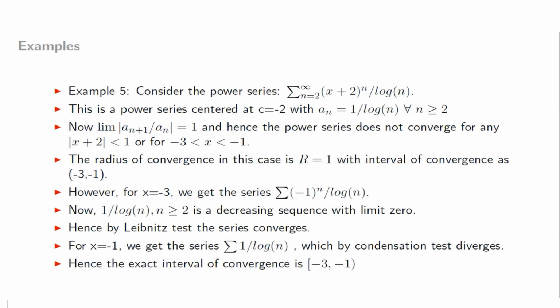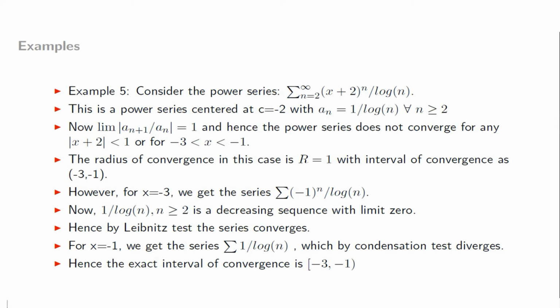Consider our next example, which is again a power series, the summation n from 1 to infinity (x plus 2) whole to the power n divided by log n. So this is a power series centered at c equal to -2 with a_n as 1 by log n. Now the absolute value of a_(n+1) divided by a_n has a limiting value 1, and hence the power series converges for any x such that the absolute value of x plus 2 is less than 1, or for -3 less than x less than -1. Thus the radius of convergence in this case is R equal to 1 with interval of convergence as -3 to -1.